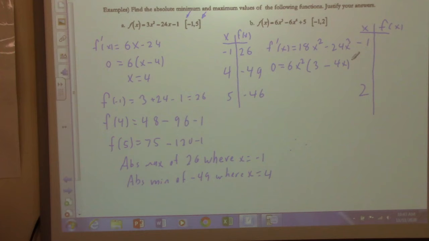So we have x equals 0, right? So that's going to be one of our critical numbers. And then the other one is going to be 3/4, right? Okay, so those are the critical numbers we got out of this. So 0 is the easy one, because that's your intercept, right?